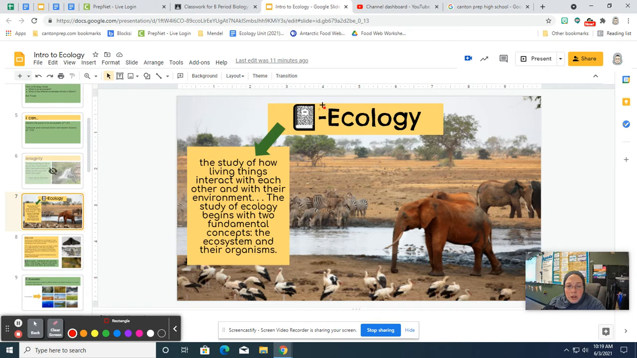Let's take a look at the word ecology. Right? So we have eco and ology, the study of, right? So all of this comes to the study of how living things interact with one another. Let's move on.